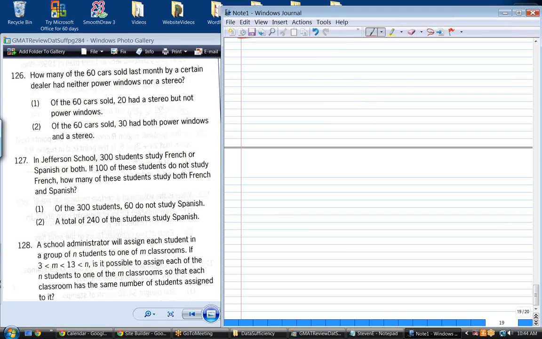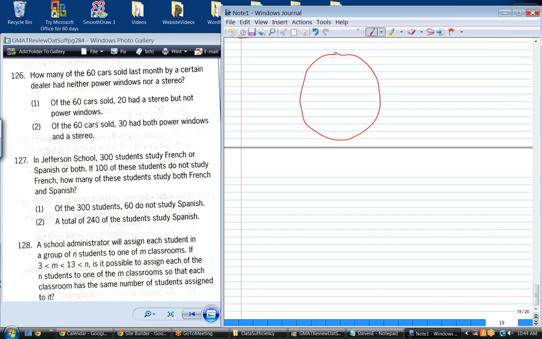How many of 60 cars sold last month by a certain dealer had neither power windows nor a stereo? Now this may be something like a Venn diagram. The other one we tried to make work wasn't fitting, but I think you're right. I think we can use a Venn diagram on these. Let's try to solve it.